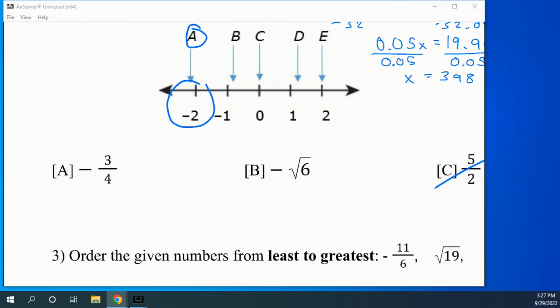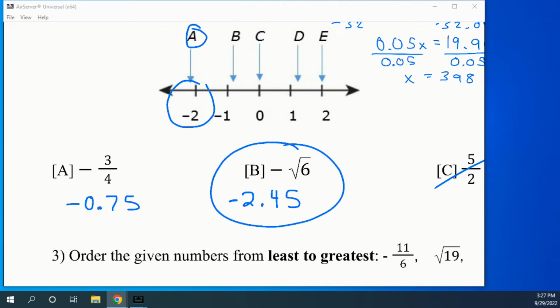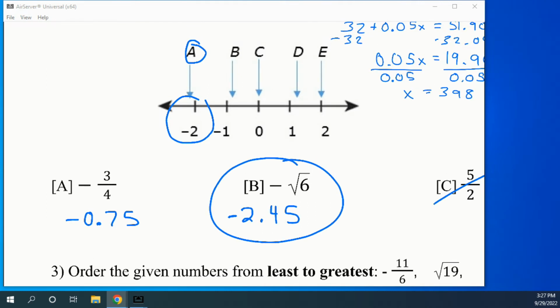put them into a calculator and see, because comparing decimals is a little bit easier than comparing, especially this irrational number 6. So negative 3/4 is negative 0.75. So B is going to be the one that's closest to point A. All right. These B, C, D, E up here, they don't mean anything, so don't worry about those. But yeah, there we go.